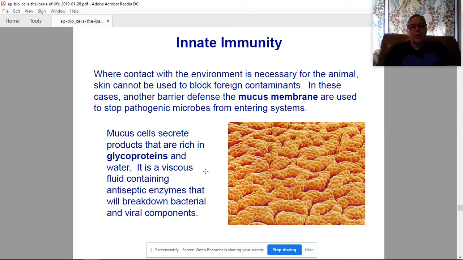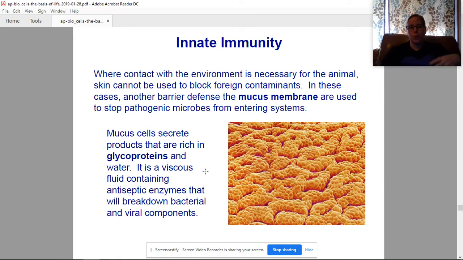All right. So another innate immunity is going to be your mucous membranes: the mouth, the anus, the vagina, the eyes, the nose. Those are going to be places where the body has openings. Now, the mucous membranes are there to trap that stuff so it doesn't get inside that opening. So the mucous cells secrete mucus, and that's going to be really rich in glycoproteins and water. It's viscous. It contains antiseptic enzymes that will break down bacteria and viral components.